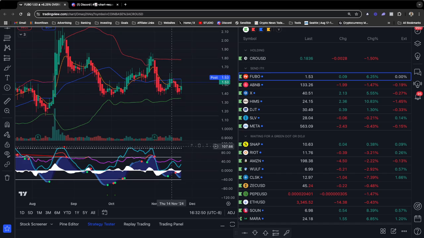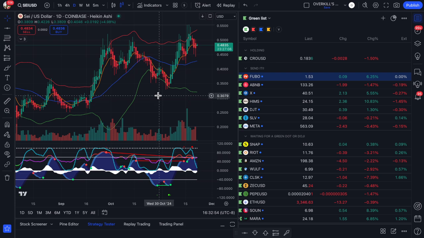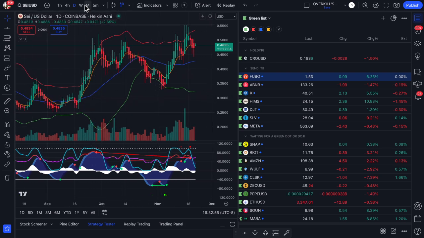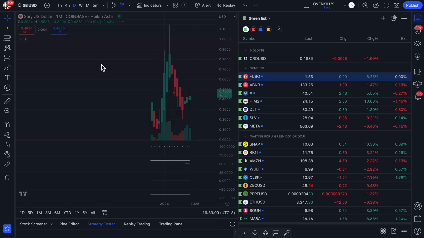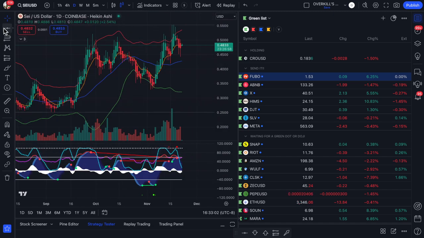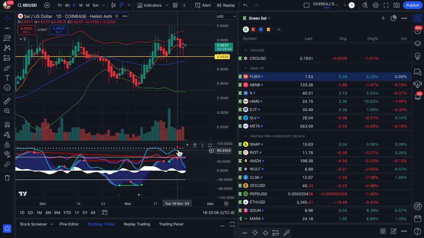Polygon, we covered. SEI. SEI is hanging out around 48. I'd be putting a stop loss on this one at that low right there at 44. That's stochastic. RSI is getting closer to the floor there, which is good.